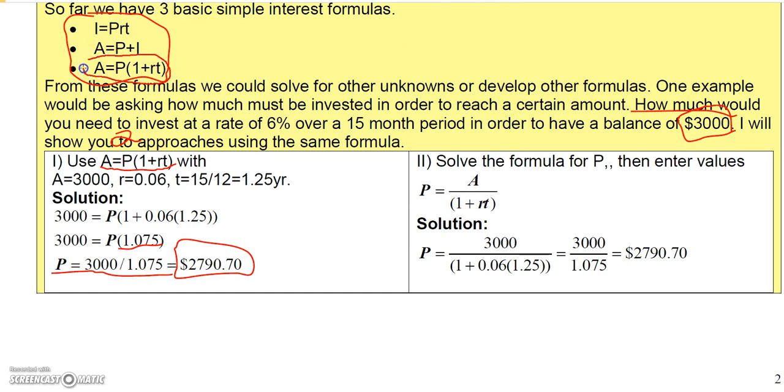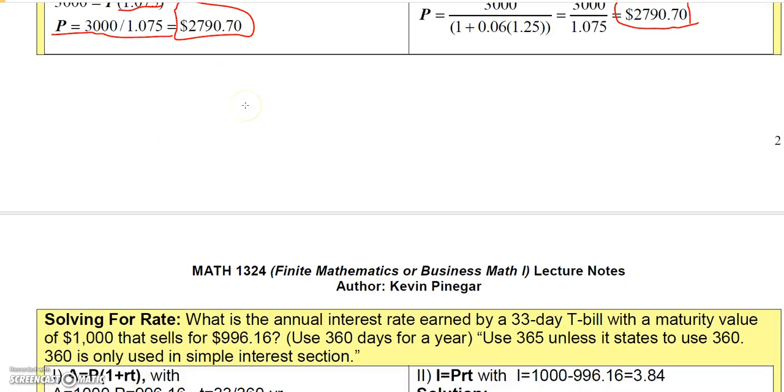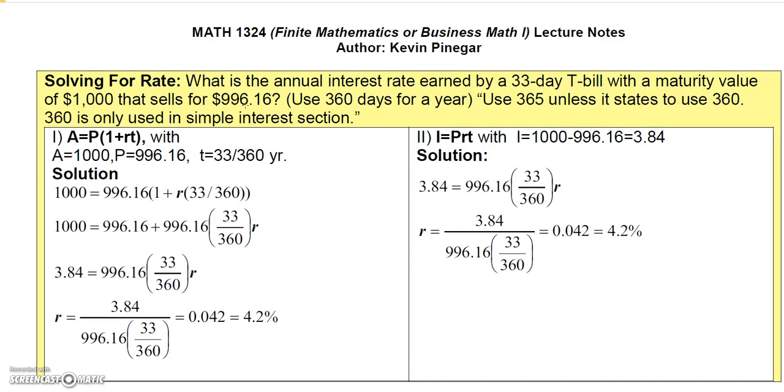Now, another thing you could do is take this formula and solve it for P in terms of the other variables, and you would get this formula, P equals A over 1 plus RT. Now, if you did it that way, all you'd have to do is plug in the value for A, which is 3,000 right here, and then plug in R and T, which is 0.06 and 1.25, and then you could get the calculation directly, but it should give you the same answer. So either approach works. Sometimes it's better to have a formula if there's something that you have to calculate many times, but if you only have to calculate it once or twice, then you probably don't have to worry with it.